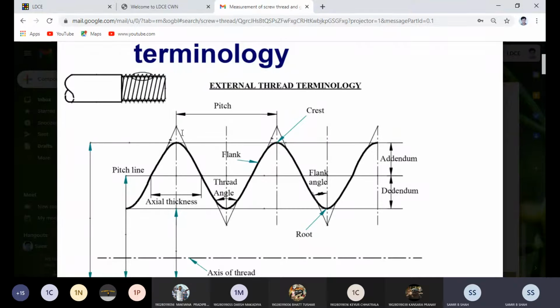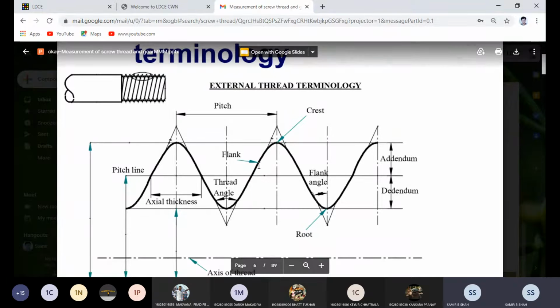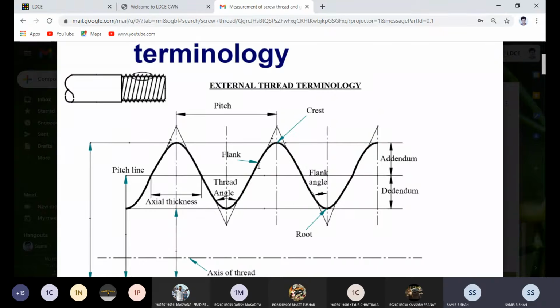One wire is placed between two threads at one side, and on the other side the anvil is placed, the anvil which is used in the micrometer. I hope you know now, as already discussed in the micrometer in the lab session, that the anvil is a part of the micrometer. So on one side the anvil is there, and on the other side the remaining portion is there. So the anvil of the measurement micrometer is placed.